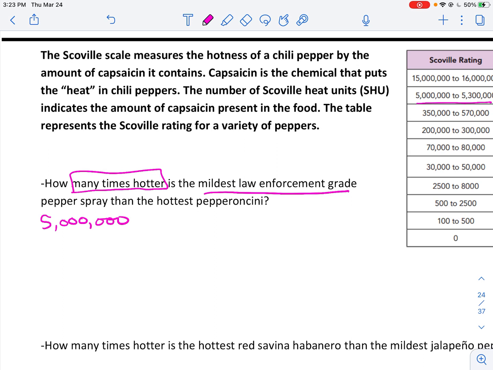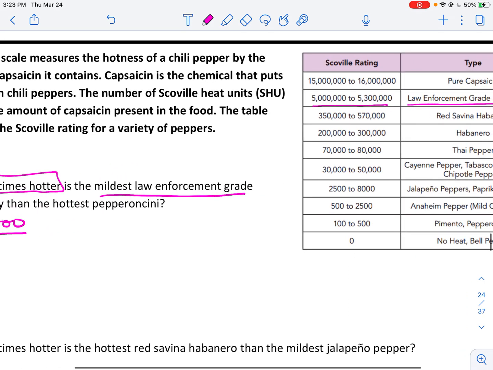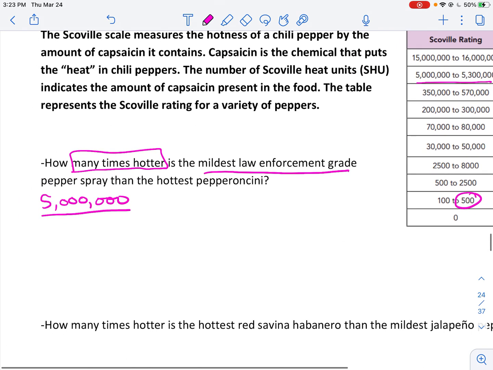Now in order to figure out how many times this is hotter than this, we're actually going to do division, boys and girls. Okay, so then the next part says the hottest pepperoncini. So I'm going to come over here, and I see pepperoncini right here, and I want the hotter one. So that's 500. Now, we could just divide that out, but that's not what it's asking us to do. It wants us to do scientific notation. That's the whole point of this.